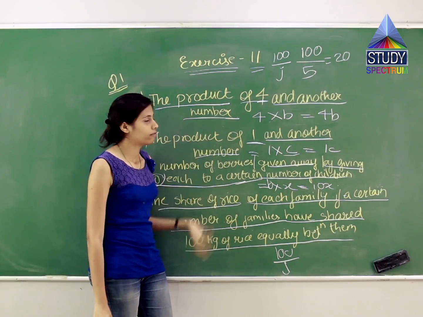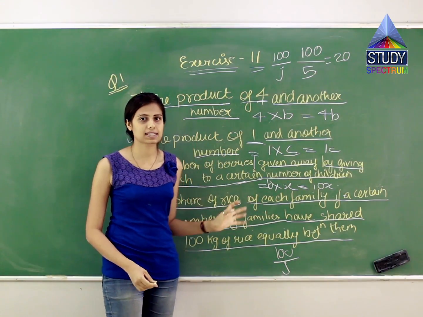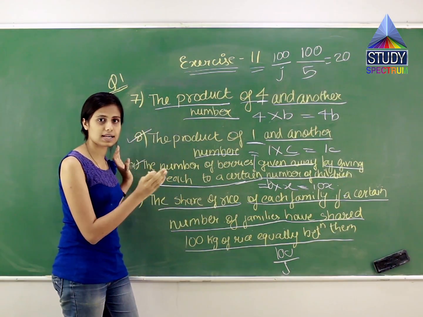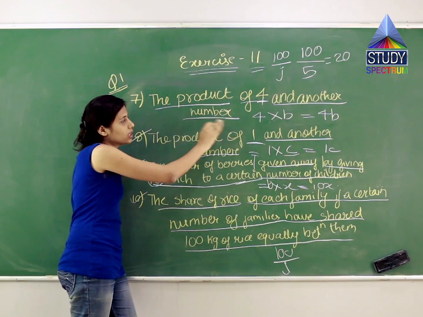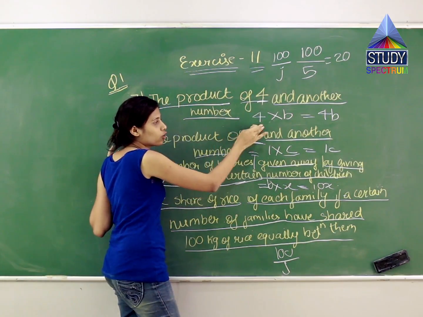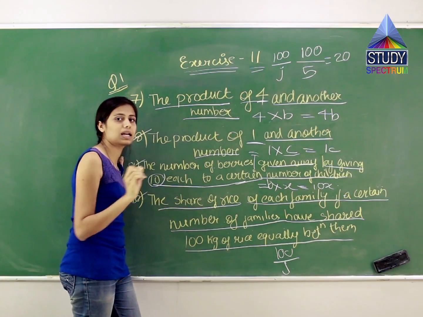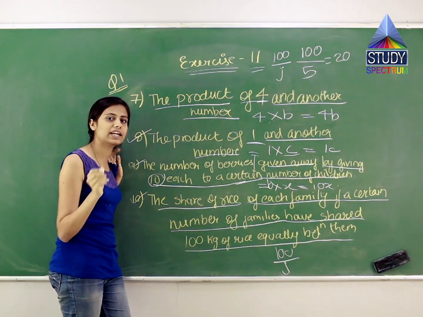So we have completed the exercise. Understanding what we have to do in this exercise? Just we have to convert a statement into a mathematical statement by replacing the unknown number with a letter from A to Z.